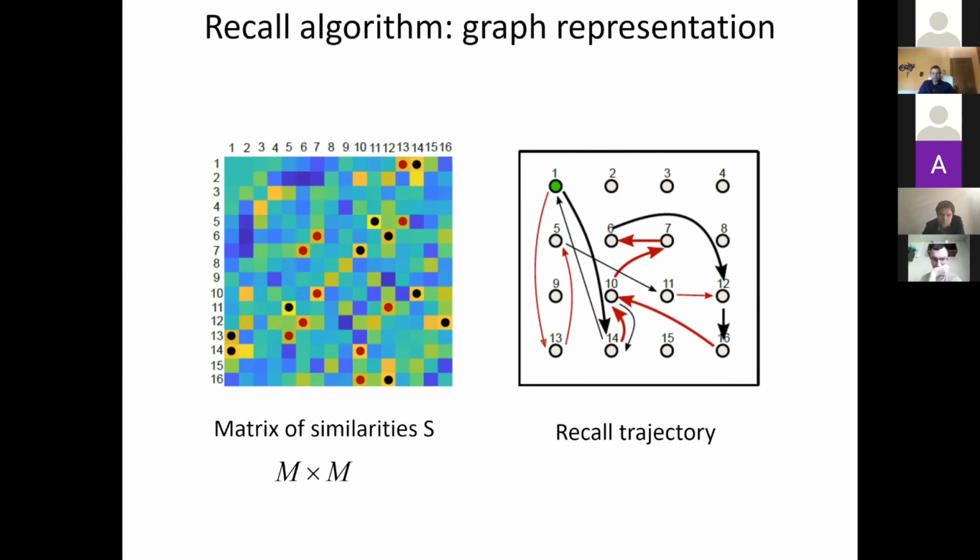So let's say from node number one, you move to node number 14. Then from node number 14, the black arrow would put you back to one, so you switch to the red arrow and go to node number 10. Then again, you follow red arrows to go to 7, to 6, then a black arrow goes back to node 12, continue to node 16, and go back to node number 10 that you already visited before.